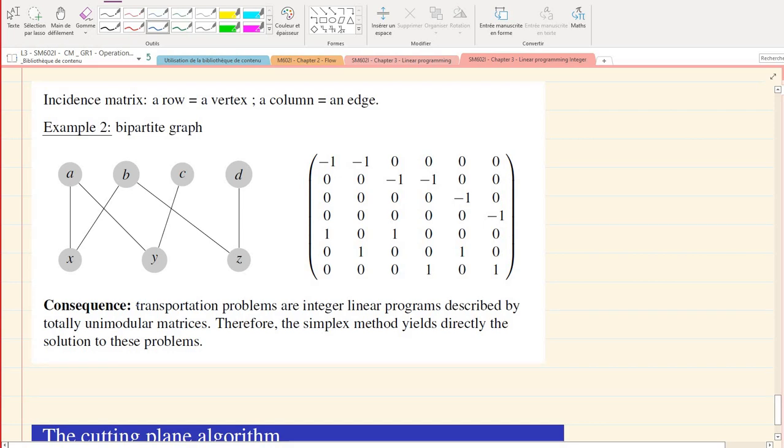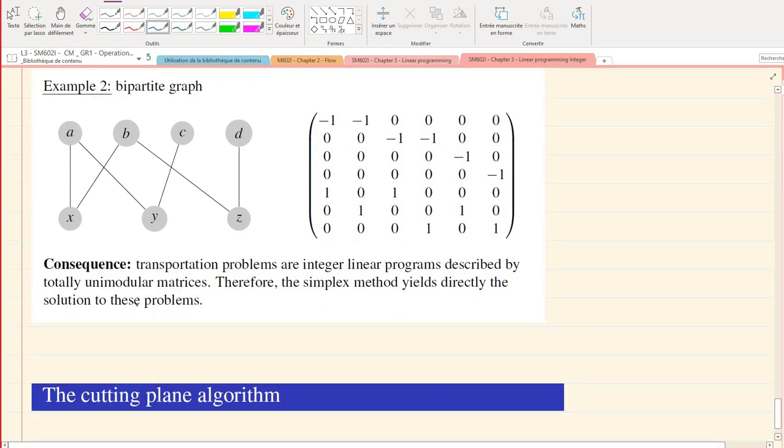when your transportation problem is presented in a graph form and you put your incidence matrix, then you'll be able to construct a problem having a totally unimodular matrix as the A matrix in the linear program. So your solution will be immediately a solution with integer coordinates. So this is one set of problems where you can have solutions with integer coordinates. But what about the other set? What about the case when you don't have a unimodular matrix? What should you do? This is where we now introduce the cutting plane algorithm.